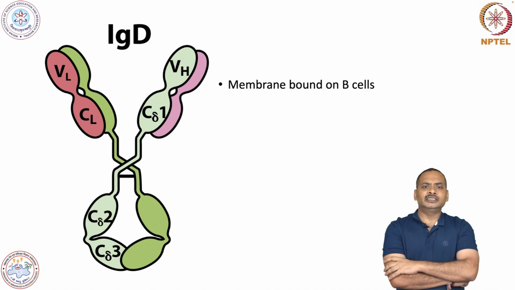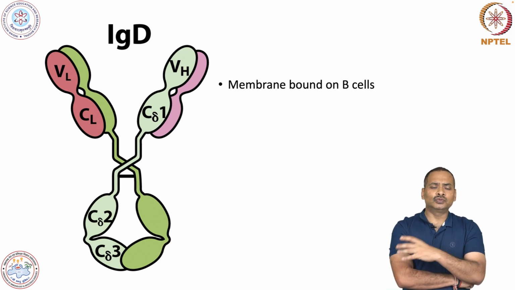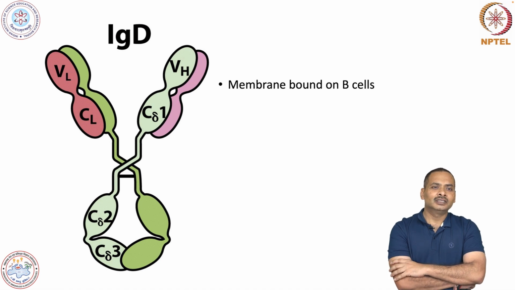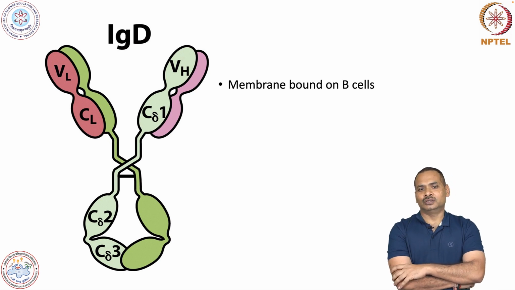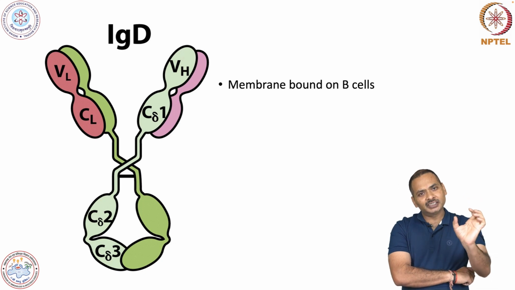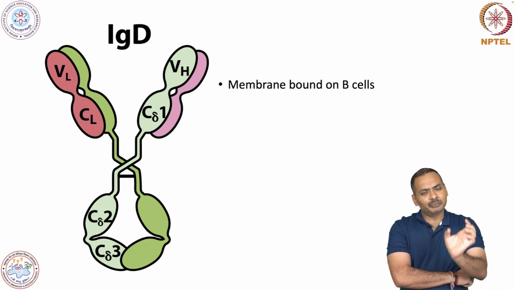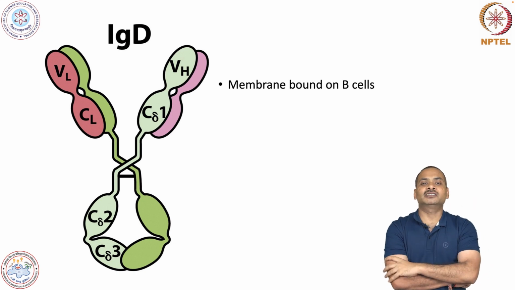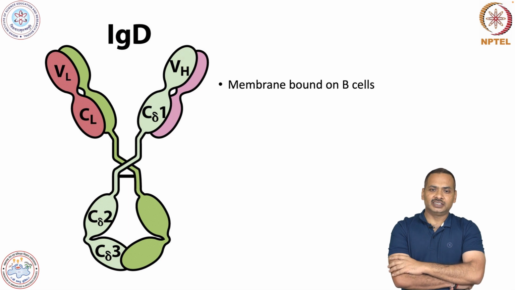Another is IgD. IgD is basically present in bound form on B cells, and this is the one antibody whose function is not very well understood. It is present on the B cell during development or maturation of B cells. We do not know what the exact function of IgD is.